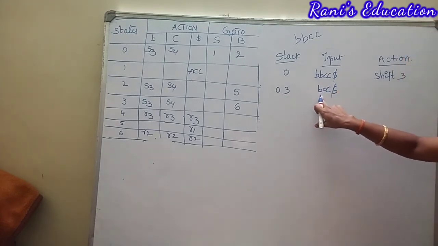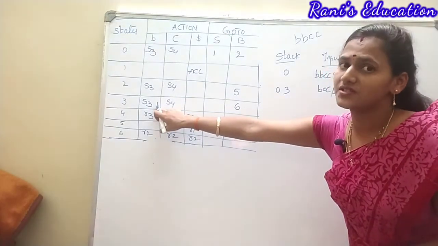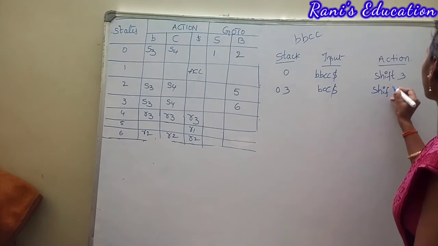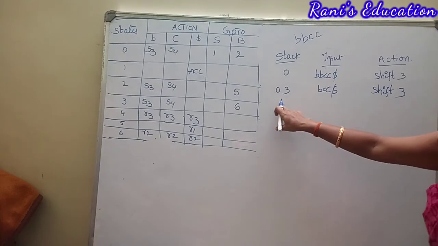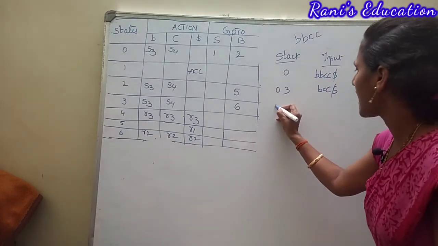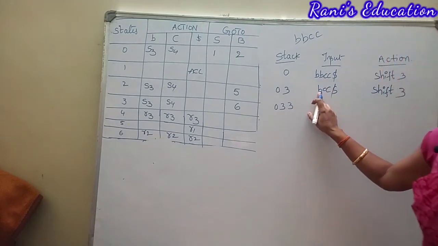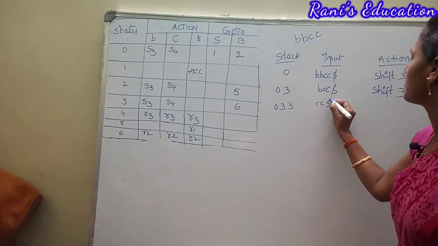Now what is 3 with B in the SLR parsing table? Shift 3. So you are going to perform shift 3. Again 3 is going to be shifted onto the top of the stack. Now the stack becomes 0, 3, 3. Now this symbol has been shifted. The rest of the input is C, C followed by dollar.